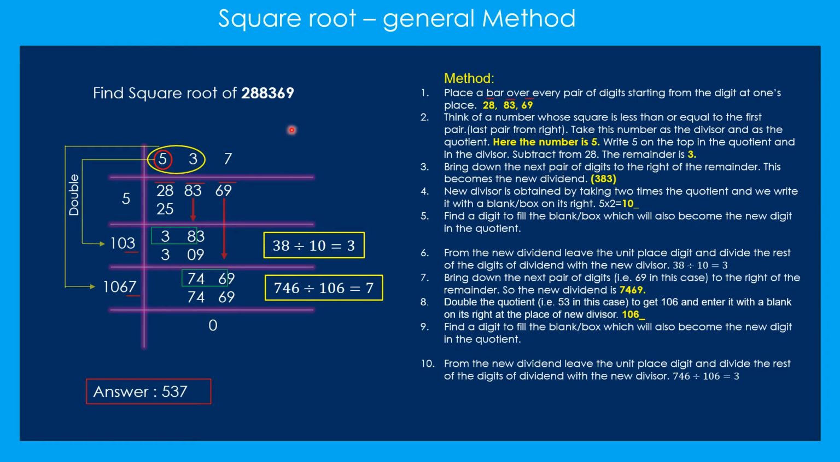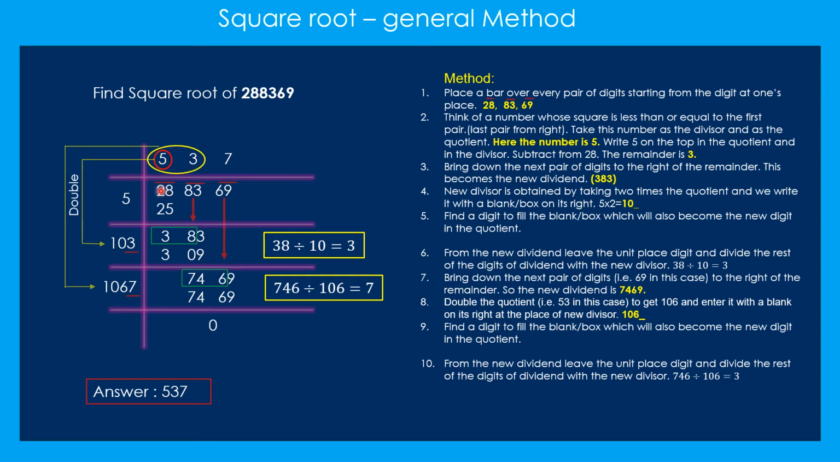Find the square root of 288369. So first of all, you write down the number 288369. Draw a vertical line as well as horizontal lines. After writing the number, you place a bar over every pair of digits starting from the digit at ones place. So 69 we make one pair, we put a bar. Next is 83, we put a bar, and 28 we put a bar.